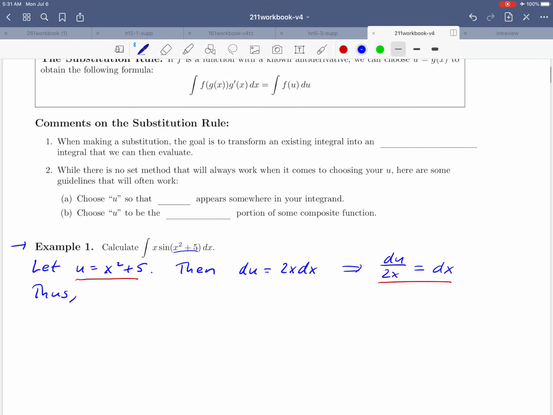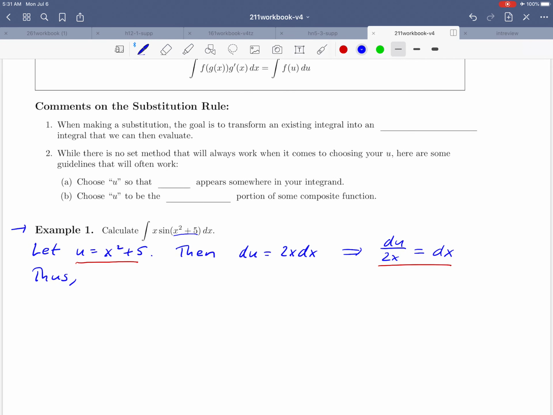All right, let's see how that looks if we do that. So the integral that we started with, if we fill those pieces in, the x squared plus 5 is a u. We made that choice, so our integral becomes x sine of u, and then the dx that we have here, we can look up at our work and see that the dx is equal to du over 2x. So we just made two substitutions into our integral.